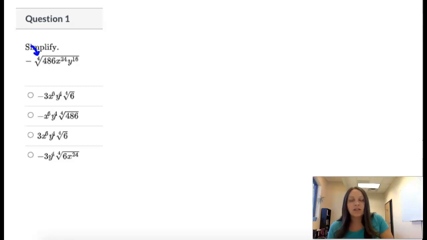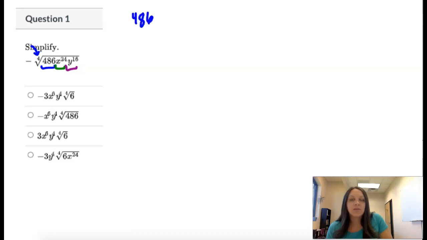And this tells us what we're trying to break everything down as. So I want to break down everything individually, the numbers. I want to break down 486 into factors. I want to break down x to the power of 24 into factors. And I want to break down y to the 16th into factors. So I'm going to start with 486.